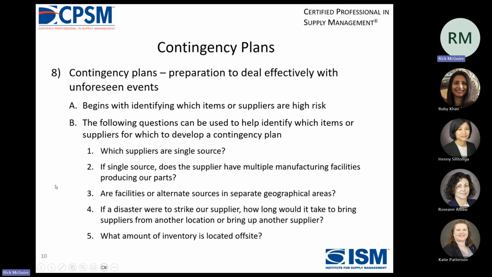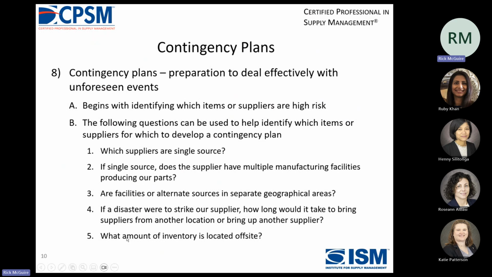And then there's contingency plans. It begins with identifying which items or suppliers are high risk, and the following questions can be used to help identify the suppliers and to develop a contingency plan. Which suppliers are single source? Those are usually your high risk item suppliers. If single source, does the supplier have multiple manufacturing facilities or alternate sources in separate geographical areas, for floods and earthquakes and fires and all that? If a disaster were to strike our supplier, how long would it take to bring supplies from another location or bring up another supplier? And what is the amount of inventory located off-site?